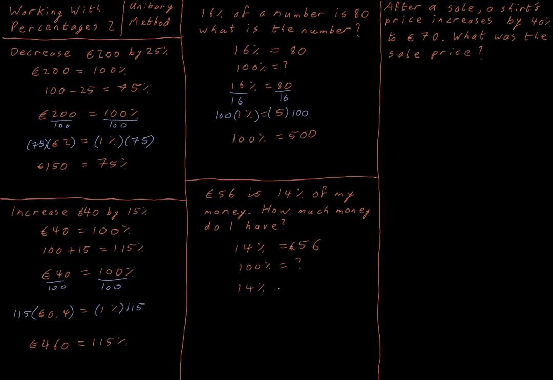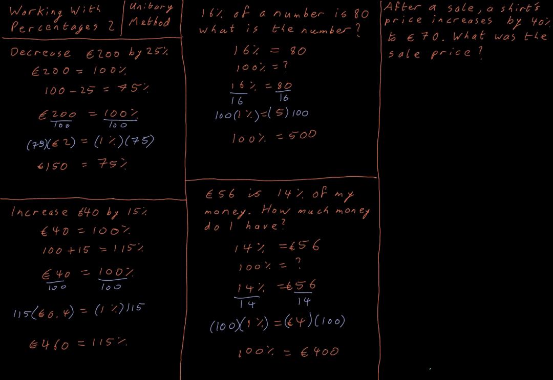So we have 14% is equal to 56 euro. I want to find out what 1% is. So 14 divided by 14 will give me 1%. And I must do the same thing to the other side of my ratio. So 1% is going to be equal to 4 euro. And then I want to know 100%. In this case, I've put brackets in, so I'll just complete that. I'm multiplying by 100 to get up to 100%, because that's what I figured out I needed in this question. So that's how our unitary method works.